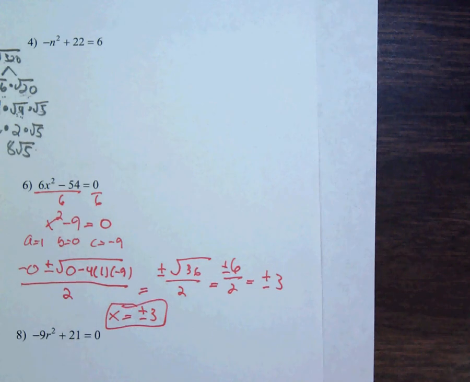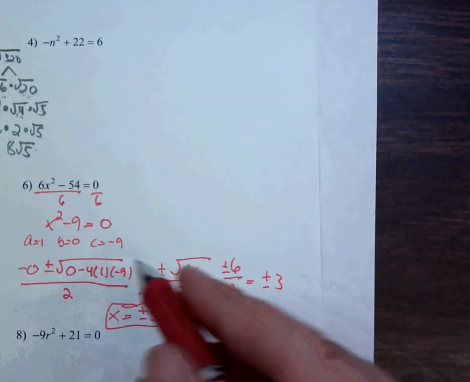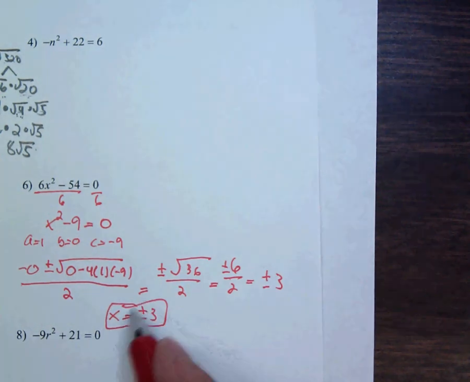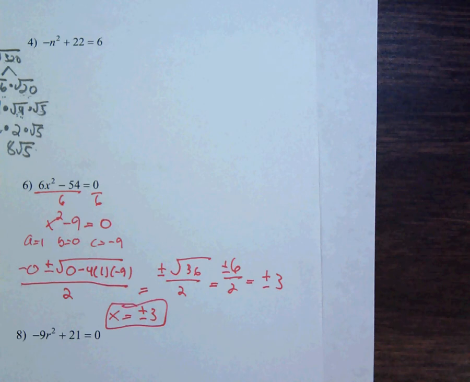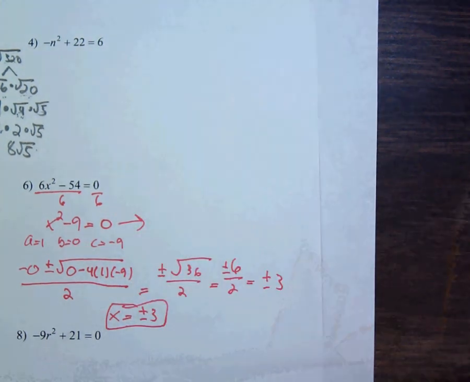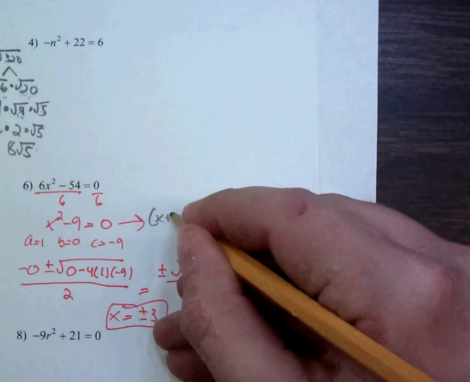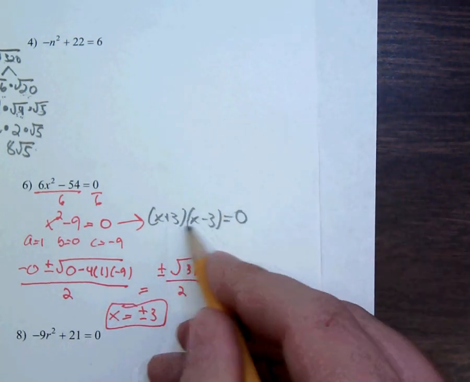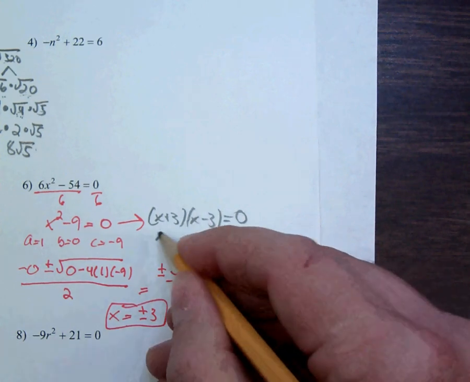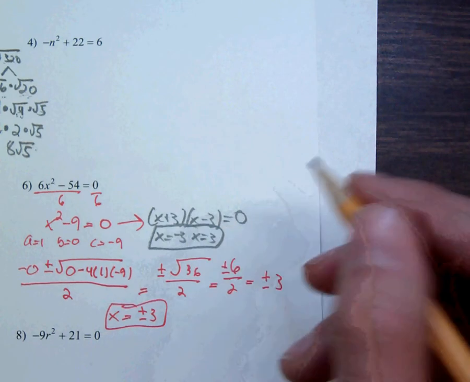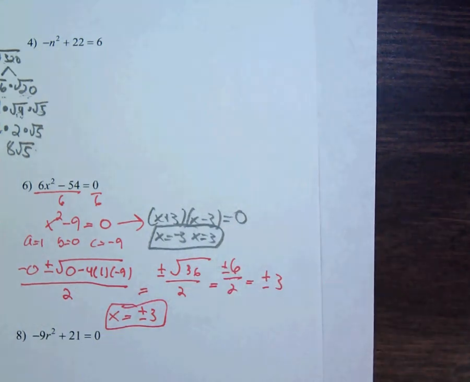Now, at the very beginning, you may have noticed that this is a really easy one to factor. When the numbers come out to be whole numbers, or even rational numbers, it means you could have factored it at the very beginning. Let's see how that looks. Factoring x squared minus 9 is x plus 3 times x minus 3 equals 0. And then we can use the zero product property to just say that x equals negative 3 or x equals 3. Obviously, when we can factor, it's much faster.